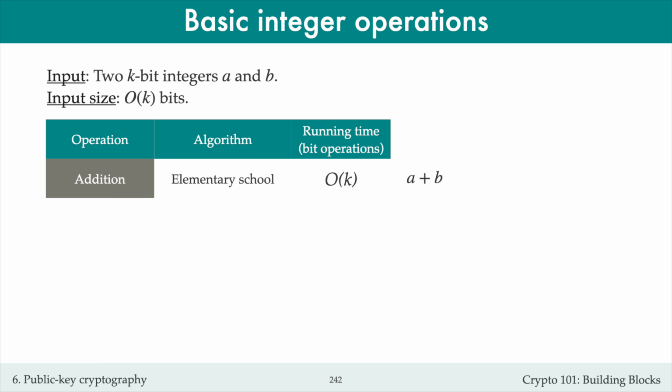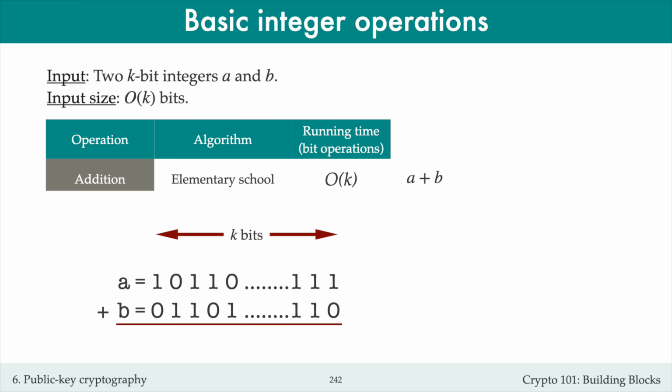Let's first look at integer addition. I'm adding here two numbers a and b, each at most k bits long. I'll add the bits of a and b from right to left. So I first add 1 plus 0 to get 1. Then I add 1 plus 1 to get 2, which in binary is 0 with the carry bit of 1. Next I add 1 plus 1 plus the carry bit 1, giving 3, which in binary is 1 with the carry bit of 1, and so on. So for each pair of bits in a and b, I'm adding 2 bits plus a carry bit.